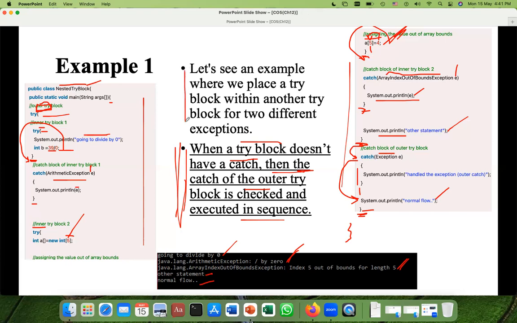Here, this first point is saying, let's see an example where we place a try block within another try block for two different exceptions. So we have this try block for one exception. We have this another try block for another exception. And we place these two try blocks in this try block. So this point one is, for example, one.